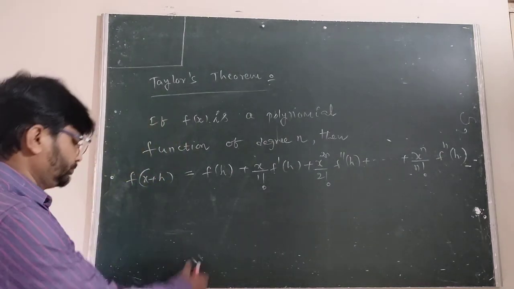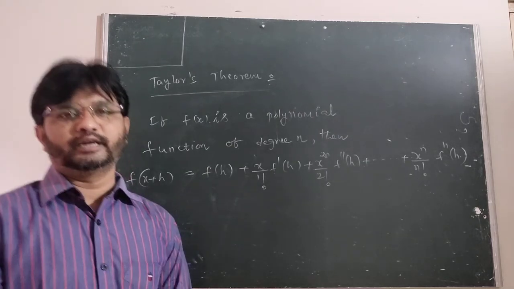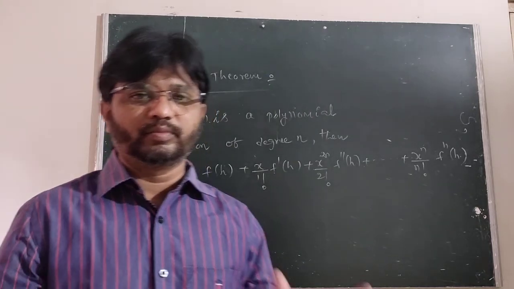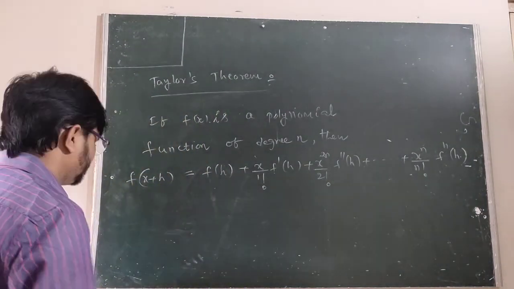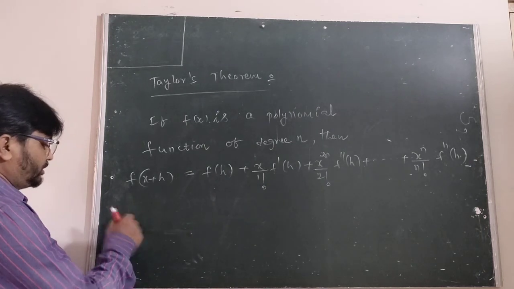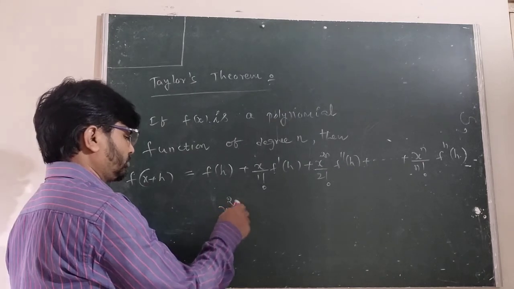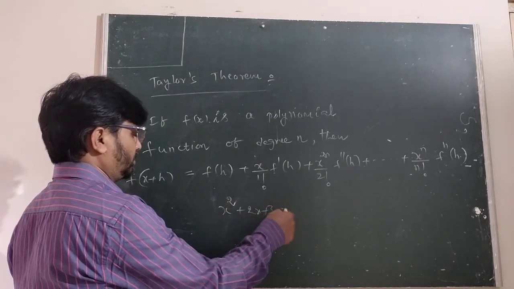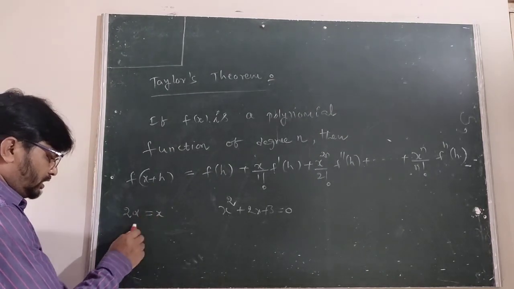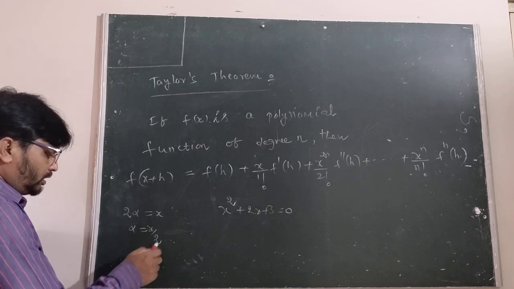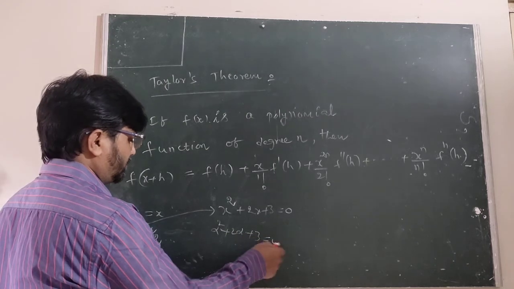Yesterday we discussed the transformation of the equations. That means: find the equation whose roots are twice those of x square plus 2x plus 3 equal to 0. Twice means we take 2 alpha equal to x, then alpha equal to x by 2. Now alpha is a root of this equation, alpha square plus 2 alpha plus 3 equal to 0.